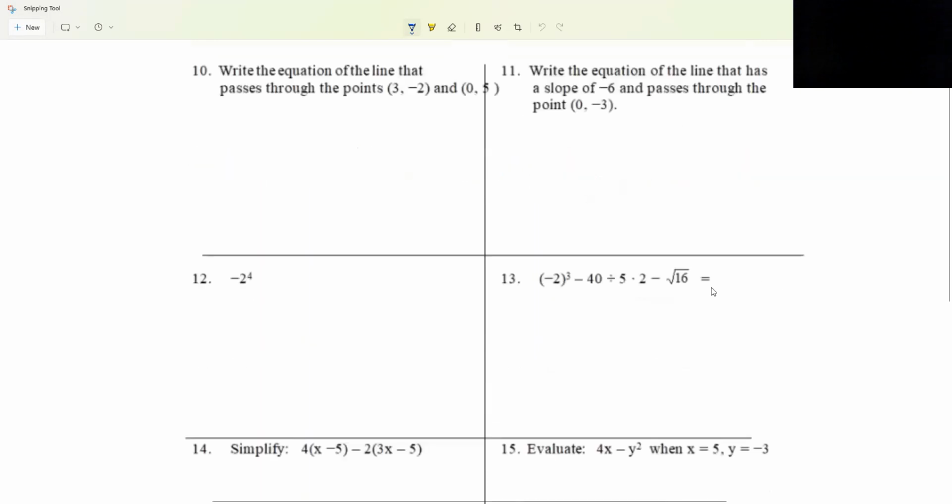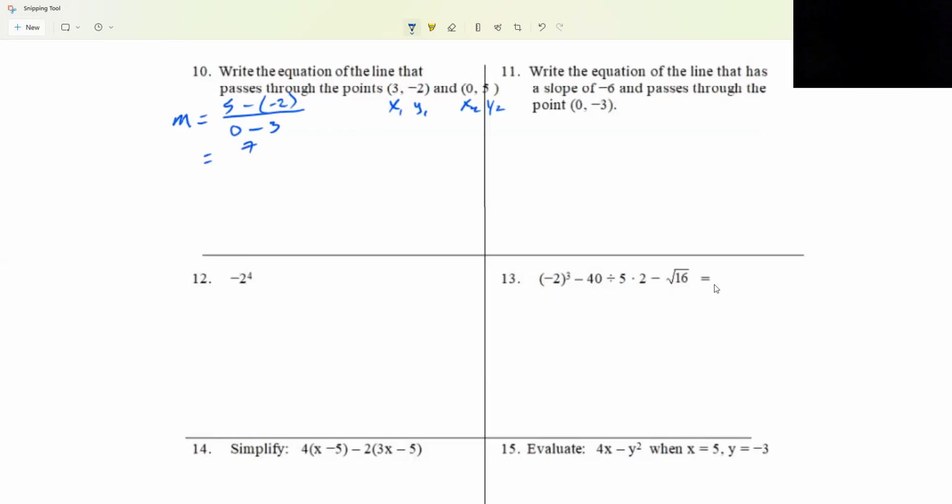Okay, so they want you to write the equation of the line that passes through the point. So this is just like one of the ones I did in the homework videos. So they give you 2 points. So you say x1, y1, x2, y2. Okay, you plug it in. Slope equation, so you say 5 minus -2 over 0 minus 3 is going to give you 7 over -3. Okay, so basically your slope is going to be -7/3.